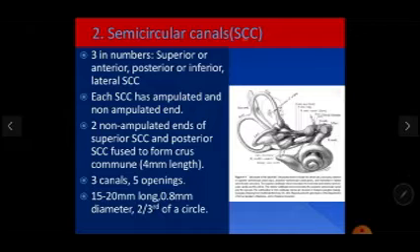So you have the semicircular canals. The semicircular canals, I think we have discussed the three numbers, and most of these points have been discussed before, so we are not going to repeat here, except that you have to remember the crus commune length is around 4 millimeter, and the total length of the semicircular canal is around 15 to 20 millimeter long. They have a diameter of 0.8 millimeter, and it forms 2/3 of the circle, as I have mentioned before. About the implanted and unimplanted end we have discussed before.